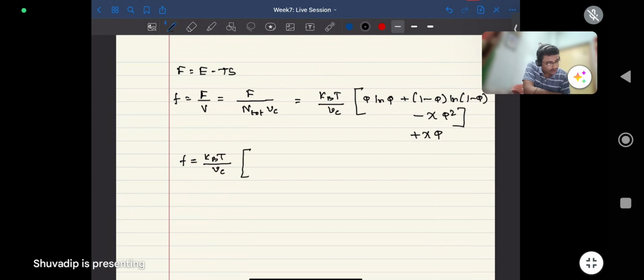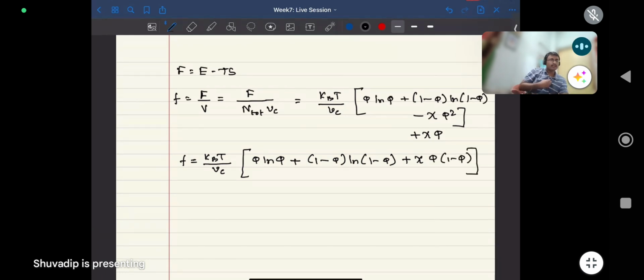symmetric. So phi ln phi plus (1 minus phi) ln(1 minus phi) plus chi phi into (1 minus phi). So just introducing one extra term which is not directly affecting the free energy, but it is making the whole expression a little bit more symmetric. So this is our total free energy density for the solution.